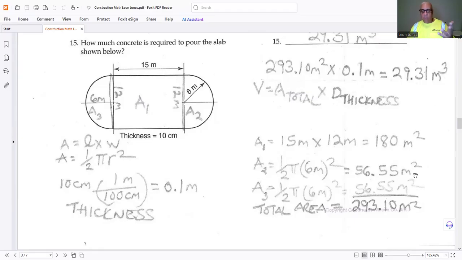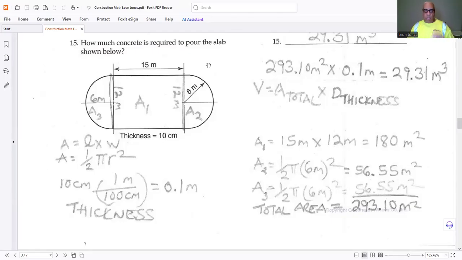Now I could have added the semicircles together, but I did them separately, so I had 3 different areas. So I added all of my areas up. This is where I got the factor 293.10 square meters.